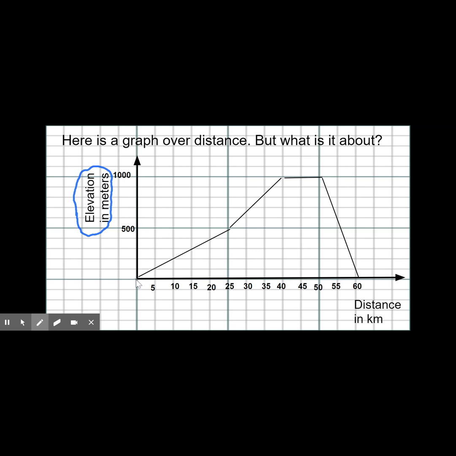We start at 0, we're at ground level, and we climb to 500 meters in 25 minutes. That's quite a climb. But then we see another hill, and it looks a little bit steeper, and it is. It goes from 500 meters to 1,000, so it's 500 meters as well in elevation.